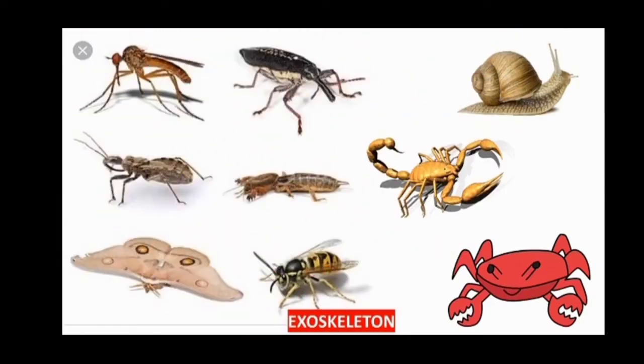In exoskeleton, animals like insects, arachnids, and crabs have exoskeleton. They have the skeleton outside their body. These animals have shells on their body, which act as a skeleton and protect them.